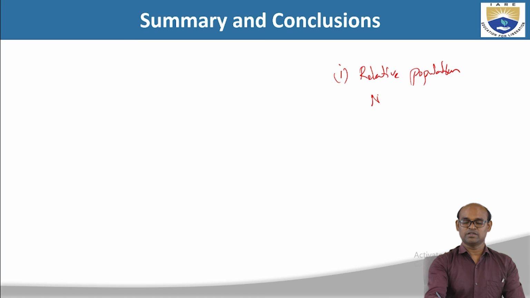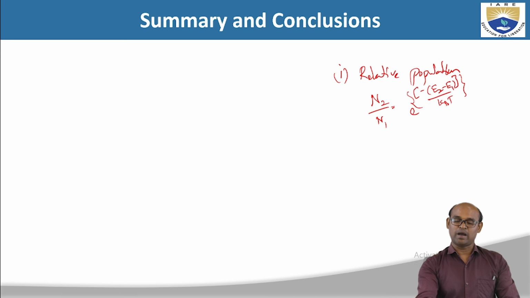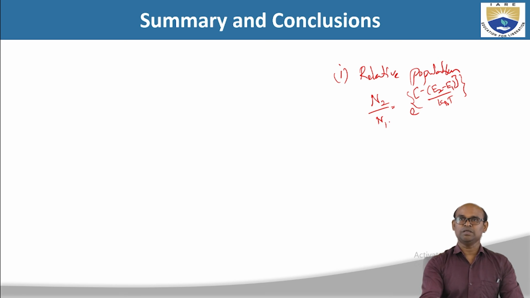The formula for this is n2 by n1 is equal to exponential of minus E2 minus E1 by kBT. You can write exponential like this also. So this is the relative population between two energy levels E1 and E2 in a given laser.